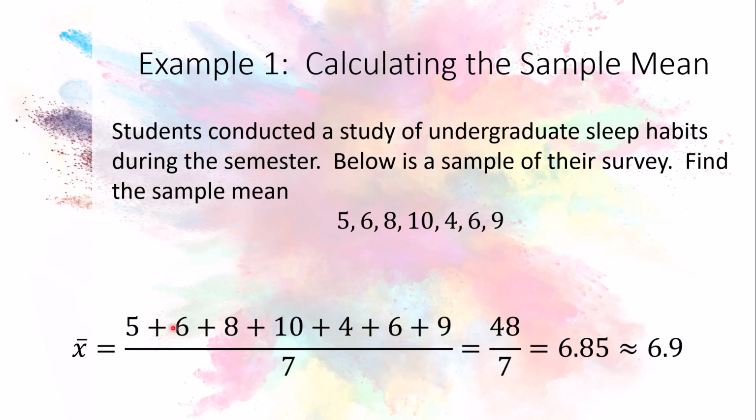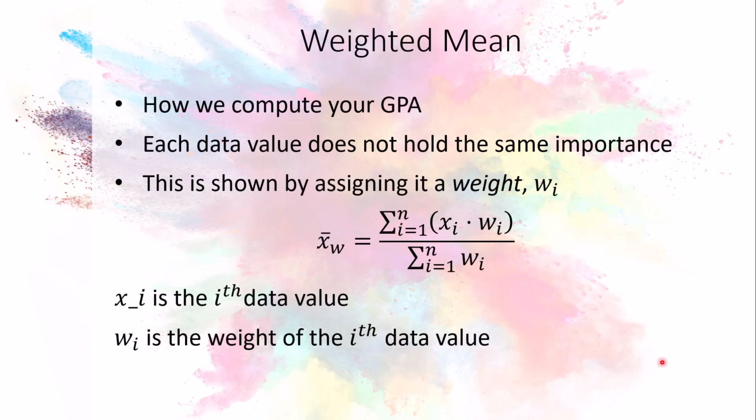We take the numbers, we add them up, divide by 7, because you guessed it, we have 7 numbers. These numbers sum to 48. 48 divided by 7 is 6.85 and some more stuff. Since these are all integers, we want to round to the tenths place, so our answer will be 6.9.